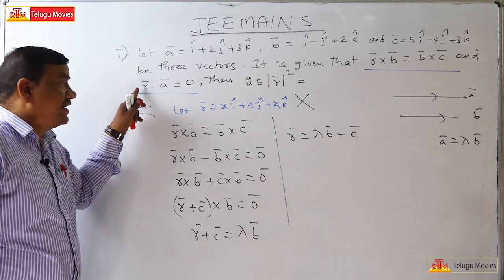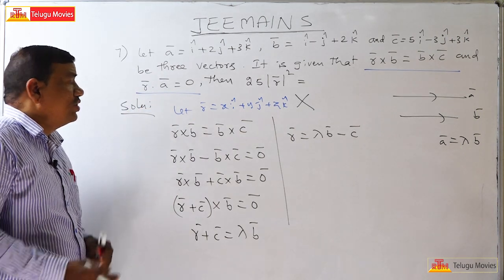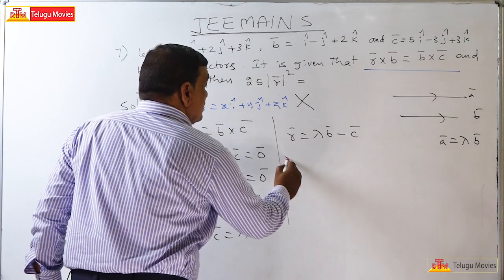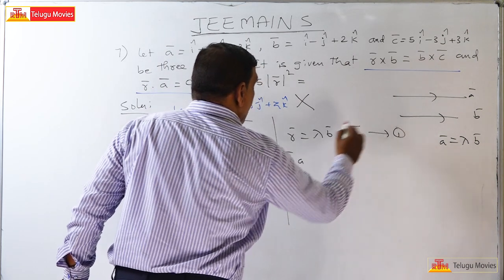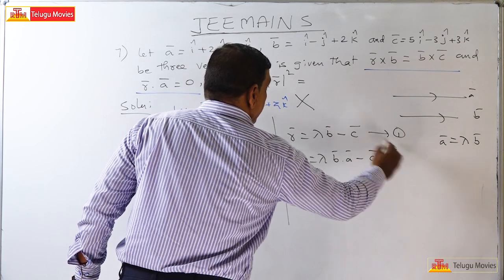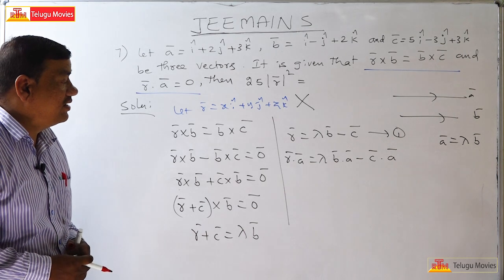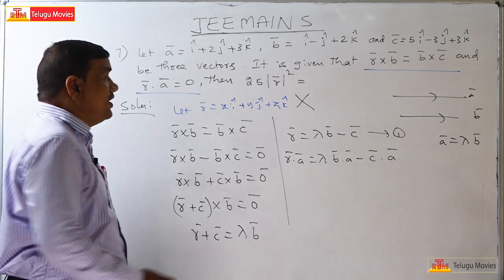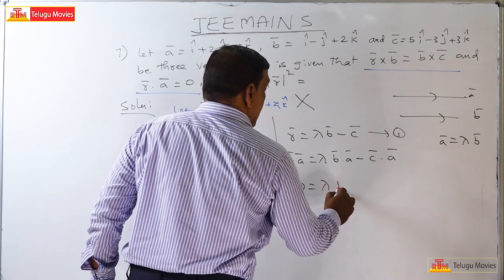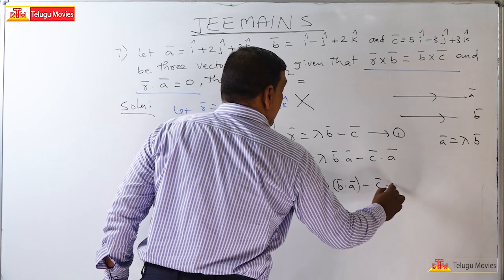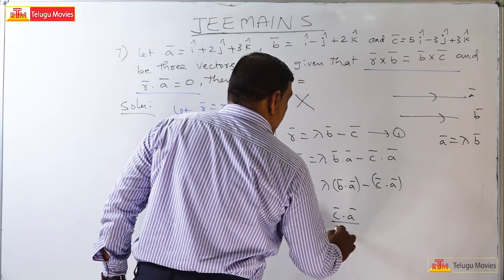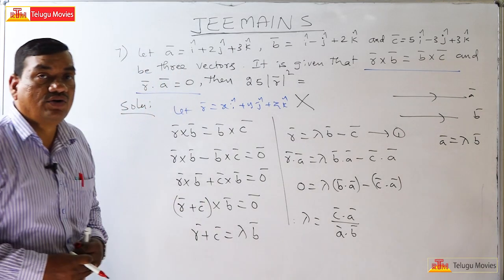So here, see the second data, R bar dot A bar is equal to 0, no? That's why we do the dot product with A bar on both sides. So R bar dot A bar is equal to lambda B bar dot A bar minus C bar dot A bar. Now here it is already given R bar dot A bar is equal to how much? 0. So 0 is equal to lambda B bar dot A bar minus C bar dot A bar. Therefore lambda is equal to C bar dot A bar by A bar dot B bar. Okay now? So let us find out the lambda value.